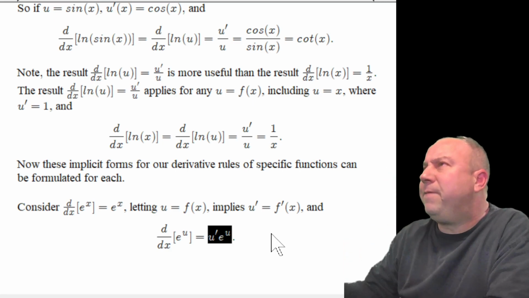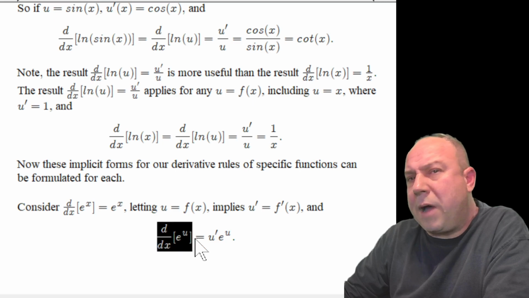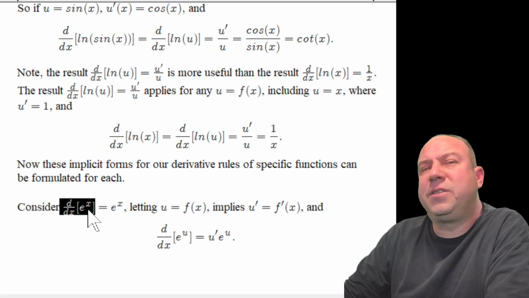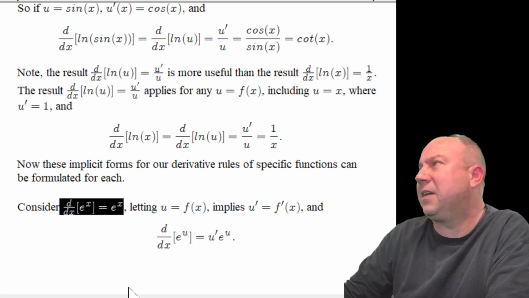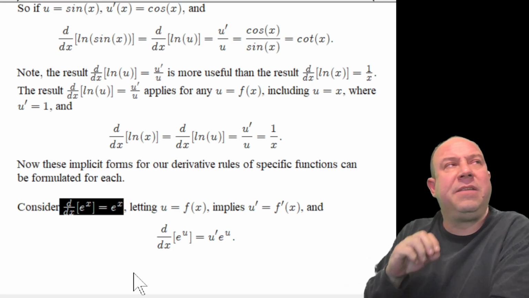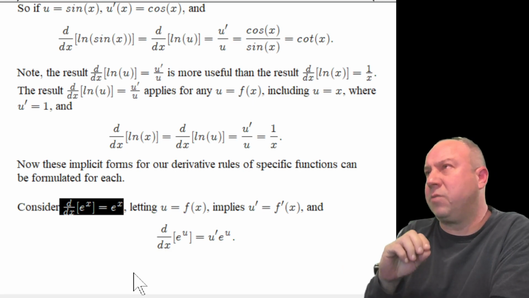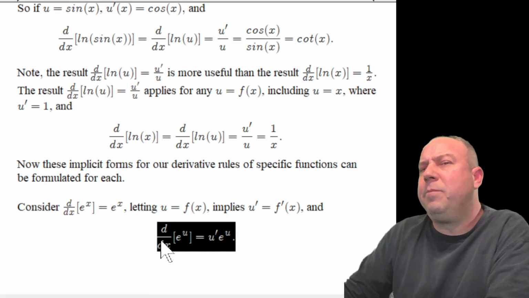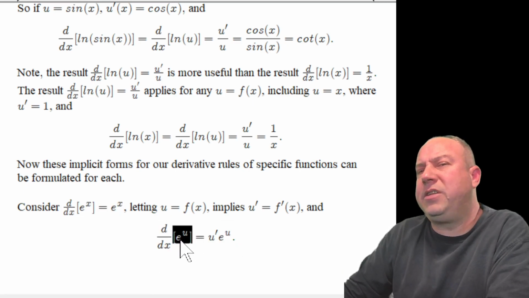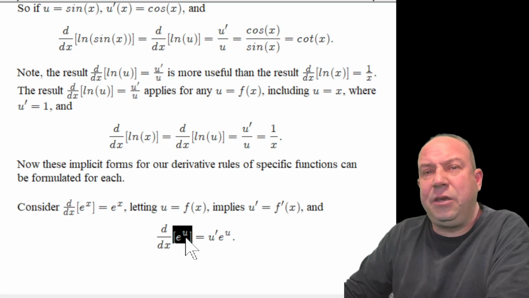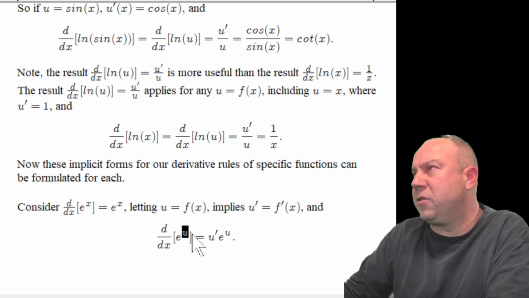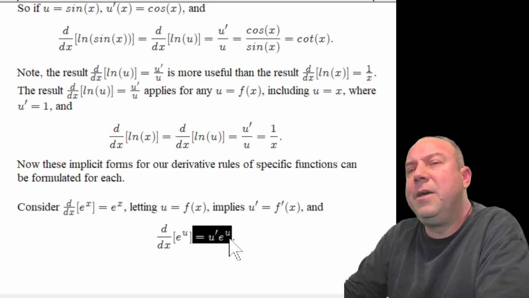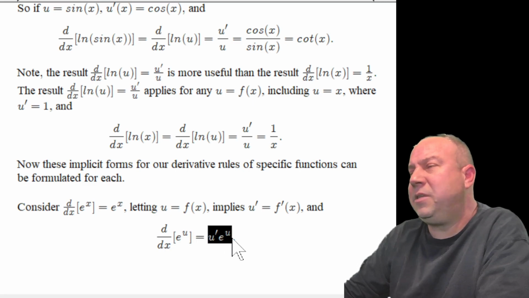Again, we might argue it is a far more powerful rule to understand than just the specific case where u is equal to x, which would be the case that we developed initially with respect to just the derivative of e to the x. Being familiar with this rule, we can find derivatives for composites of e to the u, where u is some function f of x, simply as u prime times e to the u.